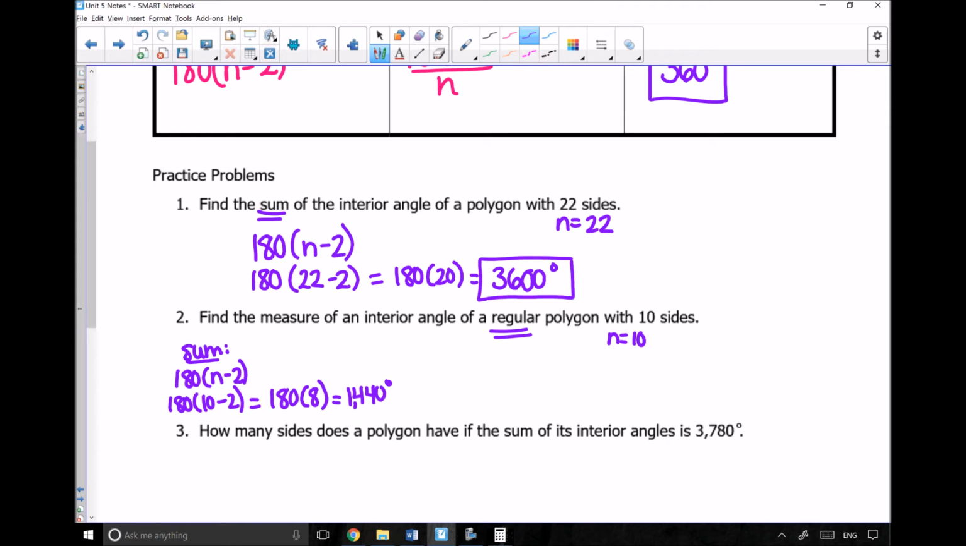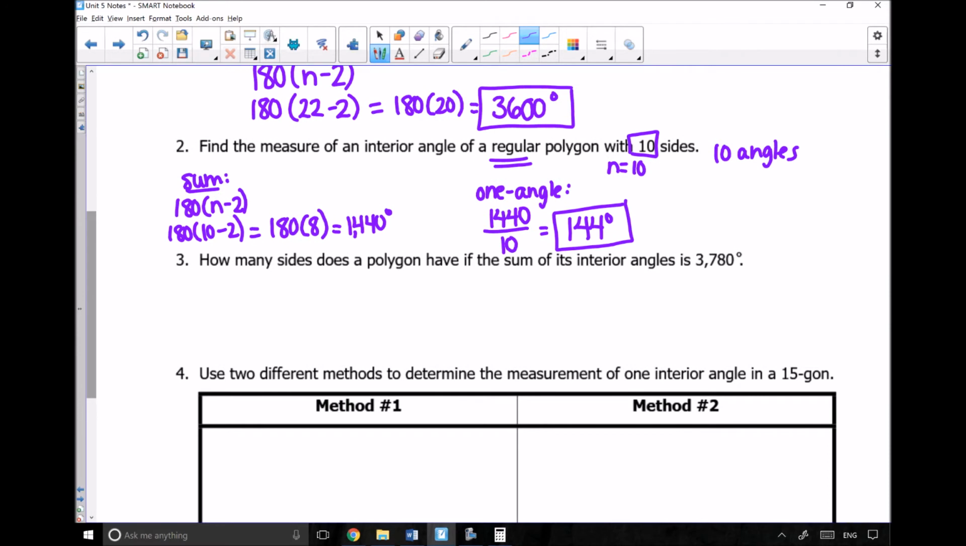So how do I find the measure of one angle? Well, I know that there are 10 sides, which means that there are also 10 angles. So I can take the sum, which is 1,440, and divide it by however many angles there were, which is 10. So I know every angle on the inside is going to be 144 degrees. Okay? All right.